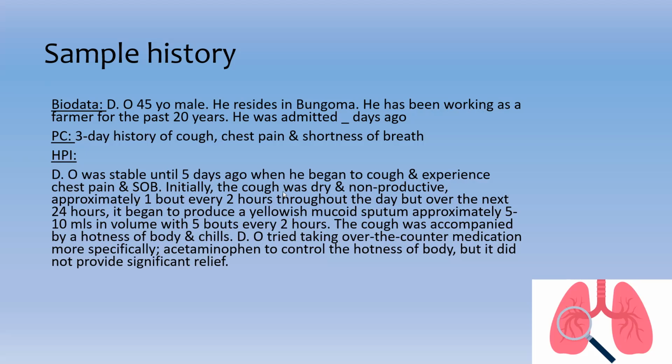About a cough, we want to know whether it was productive or non-productive. In this case, it was dry and unproductive. And then we also want to know how many bouts. So this tells us how frequent it is. It also paints a picture of progression if you give the frequency of the cough in the early stages and in the later stages. So here the patient had one bout every 2 hours, throughout the day, so there's no specific time.